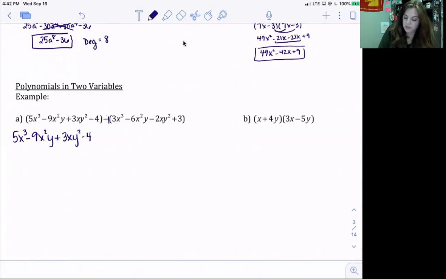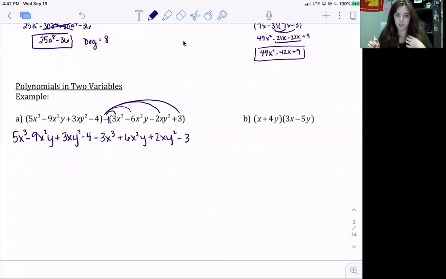Then distribute. So negative times 3x cubed gives us a negative 3x cubed. Negative 1 times negative 6x squared y gives us a positive 6x squared y. Negative 1 times negative 2xy squared gives us a positive 2xy squared. And negative 1 times 3 gives us a negative 3. And now we can just go through and combine like terms.